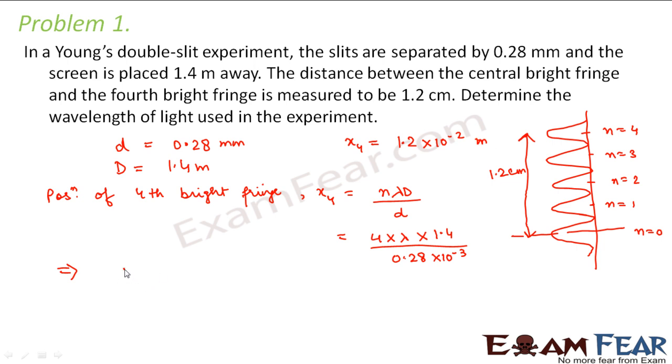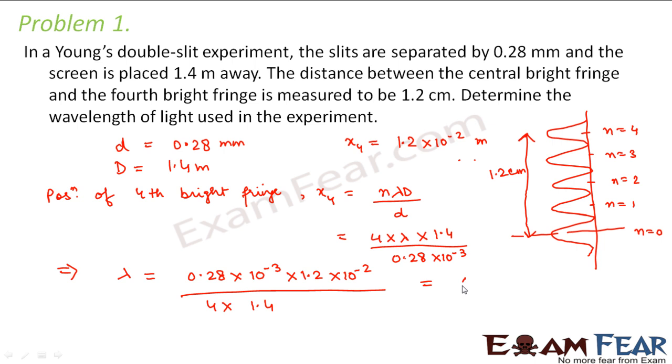Therefore, we can say lambda is equal to 0.28 into 10 to the power minus 3 into 1.2 into 10 to the power minus 2 divided by 4 into 1.4. So this comes out to be 600 nanometer. Therefore, the wavelength of light used here is 600 nanometer.